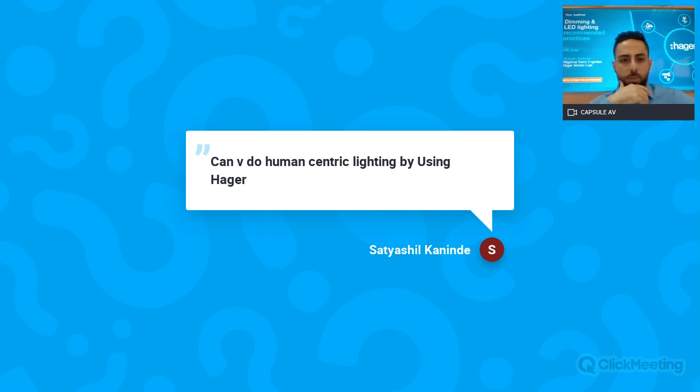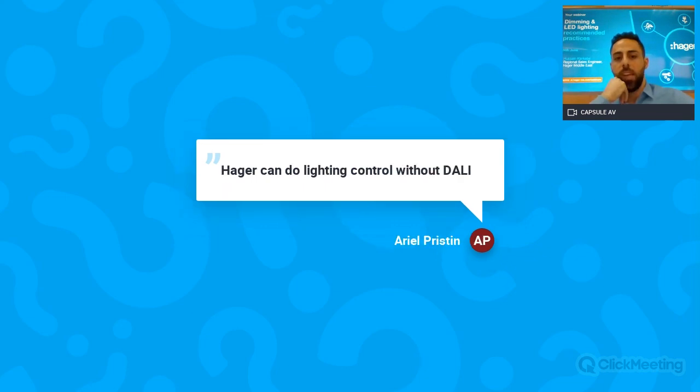Can we do human-centered lighting using Hager? DALI tunable white, yes. It's new again. It's nice to see a lot of professionals up to date like this. Yes, and the DALI tunable white, we have this product. Can Hager do lighting control without DALI? Yeah. We have phase dimming. We have 1 to 10. We have DALI.